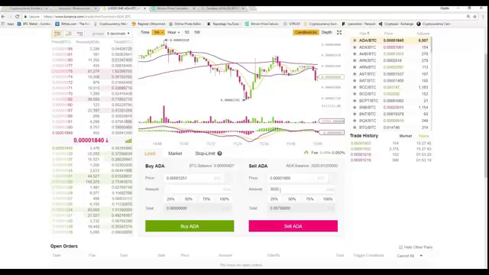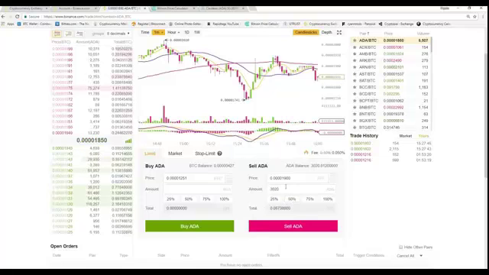I would press sell, and then it would instantly do the transaction. Now it would only instantly do the transaction if I had the exact amount of Bitcoin that it's worth. So as you can see, this is the current price of Bitcoin. So if I had 1849 in here and I press sell, then it would instantly sell my Cardano.